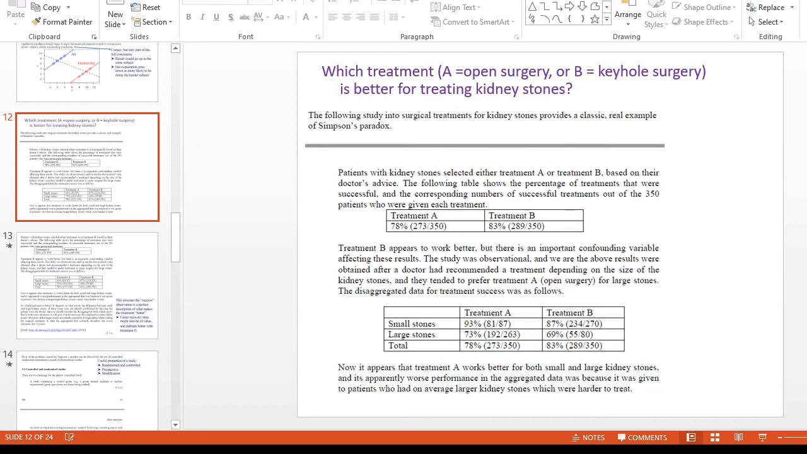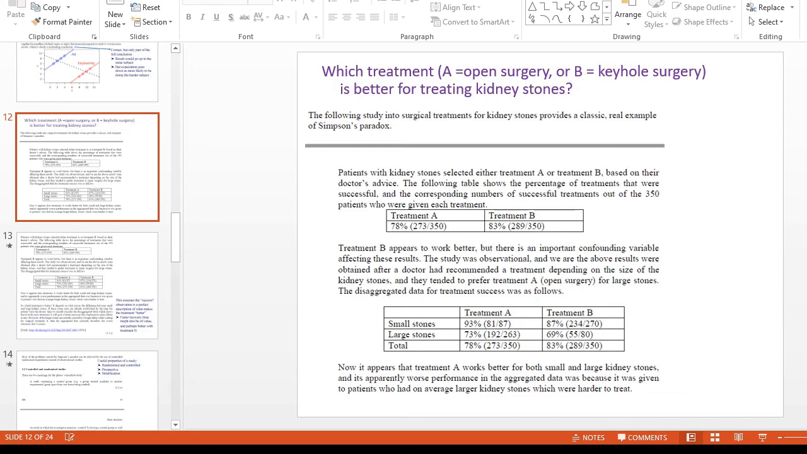However, there was a confounding variable affecting these results, because these results were from an observational study. The results were obtained after the doctor and the patient had decided on a treatment which depended on the size or severity of the kidney stones. And it happened that they tended to prefer treatment A, open surgery, for big kidney stones. Big kidney stones, I believe, means bigger than 2 centimeters in diameter, so very serious ones.